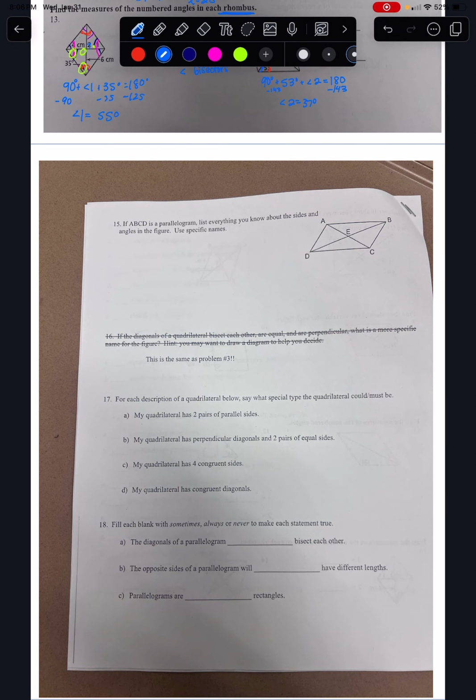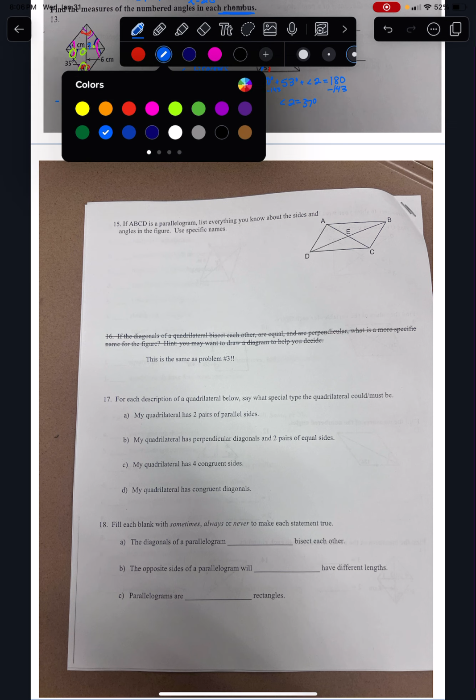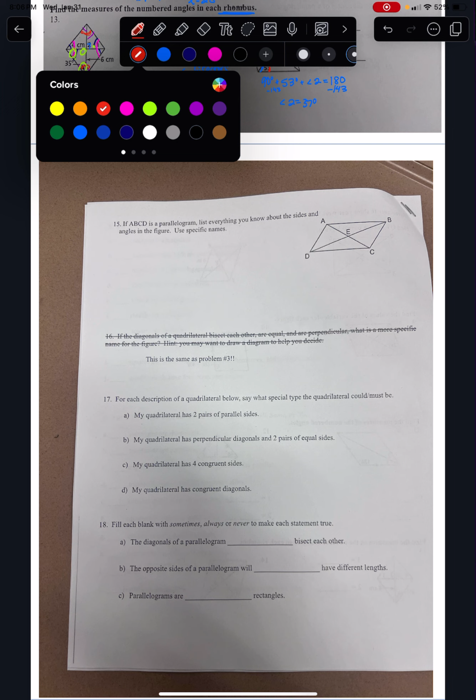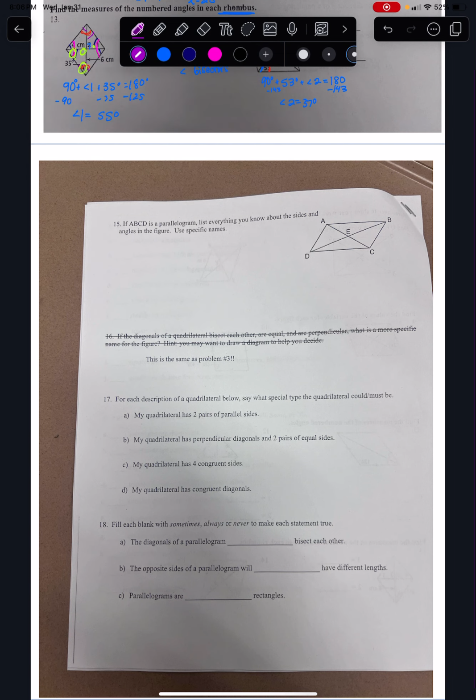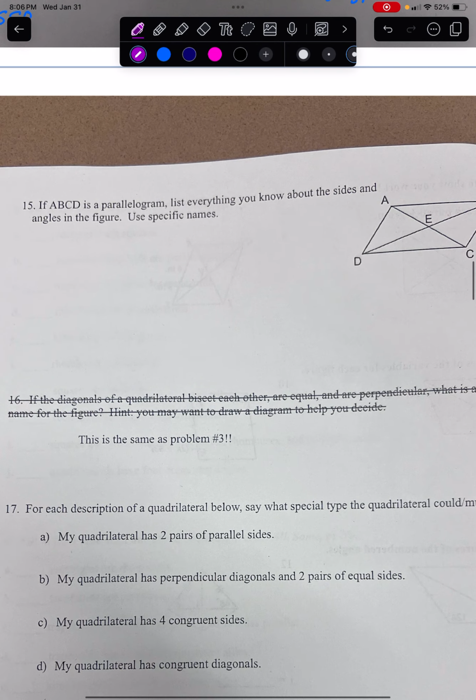Okay, last page. I took a few extra minutes to make sure I fully understood this page because I felt like I was kind of losing it on the other page. Okay, let's change the color. I guess purple is fine.